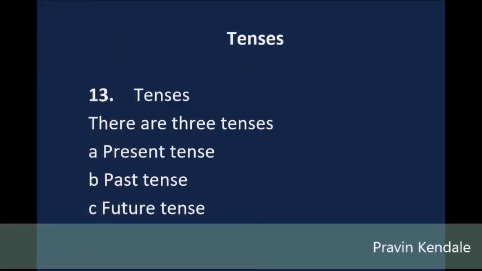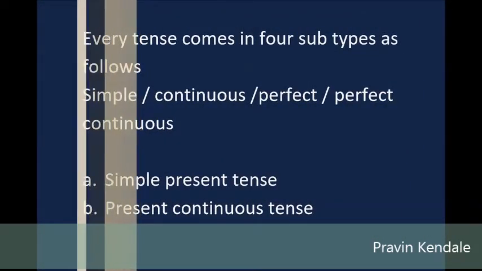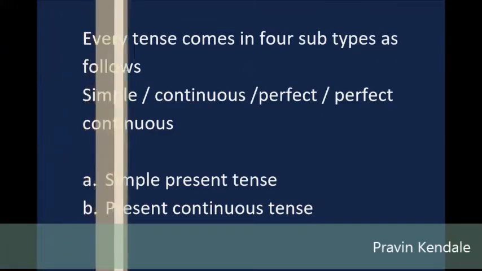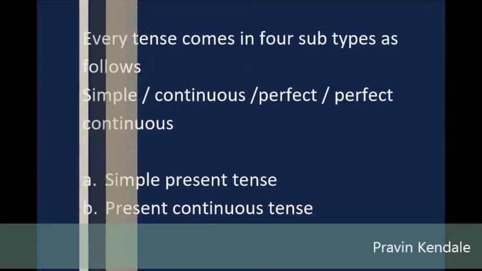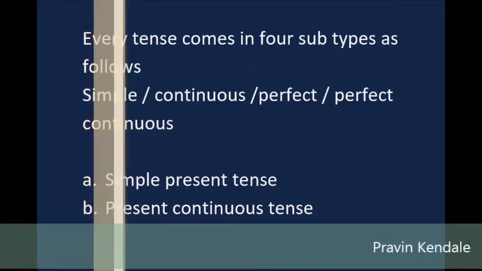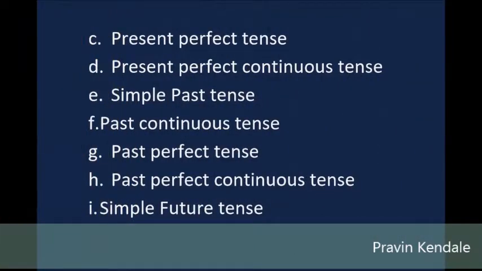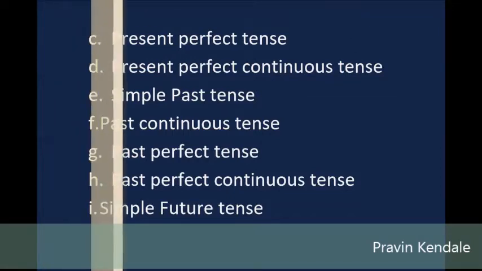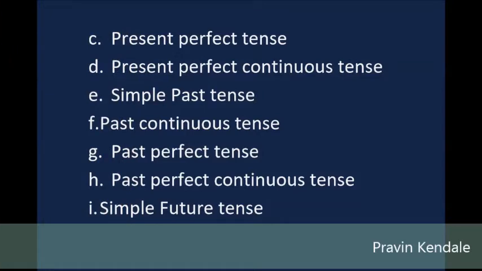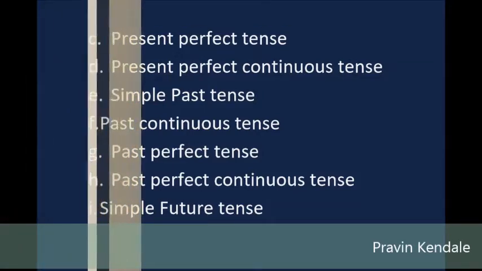A. Simple present tense. B. Present continuous tense. C. Present perfect tense. D. Present perfect continuous tense. E. Simple past tense. F. Past continuous tense. G. Past perfect tense. H. Past perfect continuous tense. I. Simple future tense. J. Future continuous tense. K. Future perfect tense. L. Future perfect continuous tense.